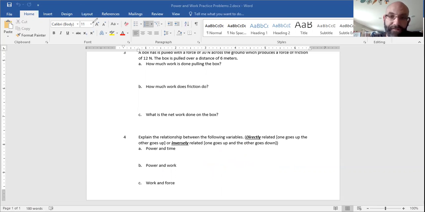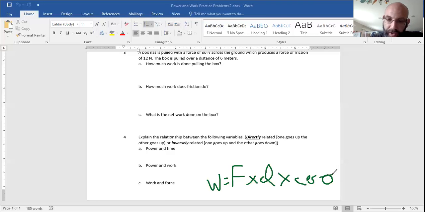All right, work and force. For this one, we're not going to worry about the power equation. We're going to look at this one: work equals force times distance. We can throw cosine theta in there too, it's no big deal. Now we're going to compare work and force. If d and cosine theta are held constant, we can ignore them. So if force goes up, then work has to go up, and if force goes down, then the amount of work has to go down. So this is also directly related. It was inverse for A, and B and C are both directly related.